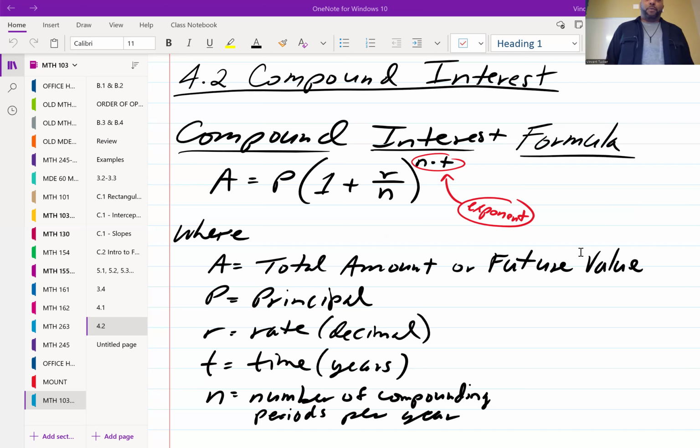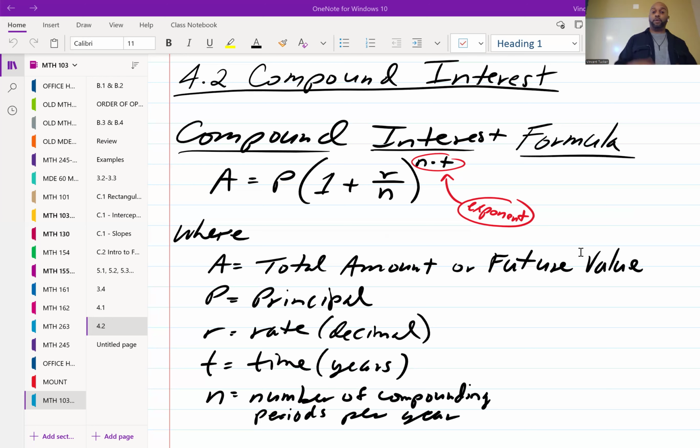So we're looking at 4.2 today. In the last class we closed out with 4.1, and that was simple interest. So today we'll look at compound interest. And you see off the top, the compound interest formula is a little more involved than the simple interest formula.